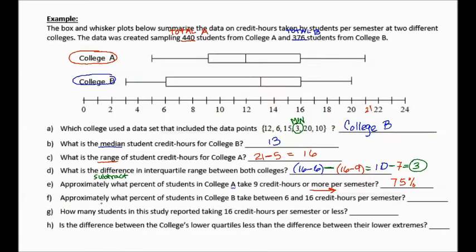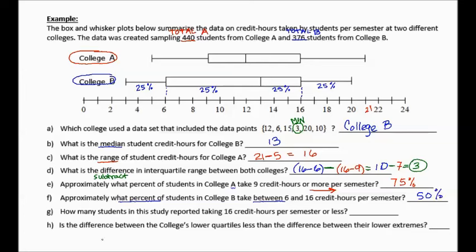Part F. Approximately what percent of students in College B take between 6 and 16 credit hours per semester? Between means going from 6 all the way to 16. So let's find in College B, which is the blue one in the bottom, the 6 is right here, and the 16 is right here. Recalling again that each section of the drawing is 25% of the data. Between 6 and 16, there's two of those 25%. So what percent are between those? 50%.